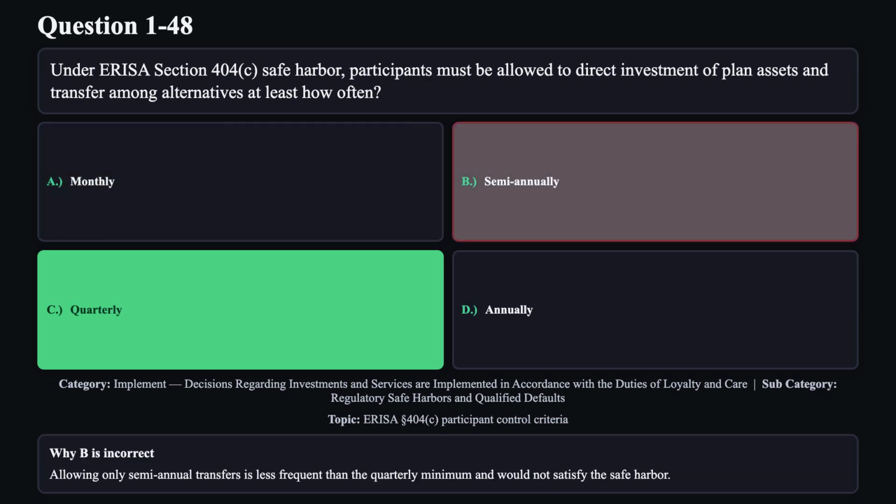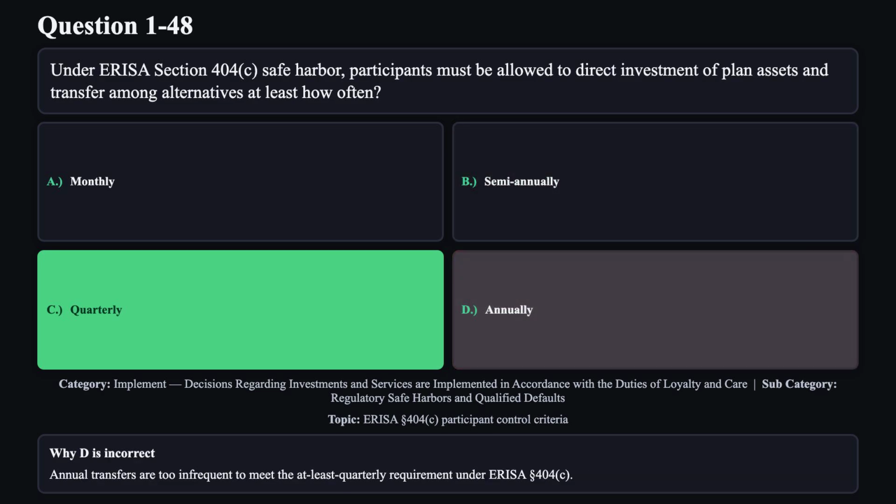Reason B is not correct. Allowing only semi-annual transfers is less frequent than the quarterly minimum and would not satisfy the safe harbor. Reason D is not correct. Annual transfers are too infrequent to meet the at least quarterly requirement under ERISA Section 404(c).